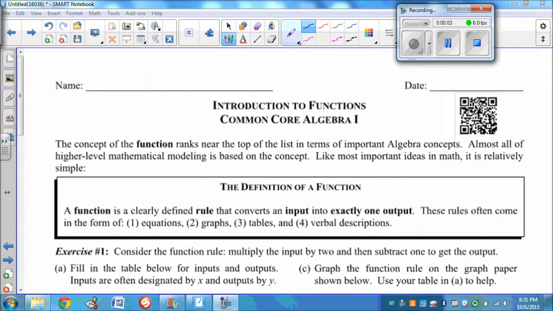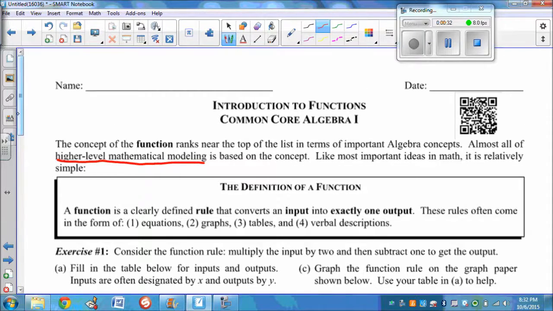Introduction to functions. The concept of a function ranks near the top of the list in terms of important algebra concepts. So this year we're going to spend a ton of time with functions. This unit we're just going to get the basics of them, and then later on we're going to spend some time with all different types of functions. It says almost all higher level mathematical modeling is based on the function concept.